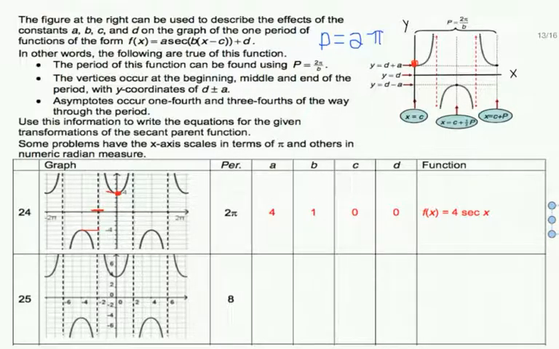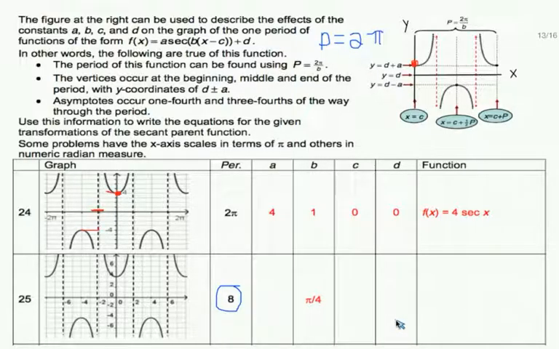Now if you look on problem 25, notice your period length is not 2 pi this time. Now it's 8. So we're going to have to calculate our B value. And it would just be 2 pi divided by 8. And you should be able to reduce that. So 2 pi over 8 would be pi over 4.